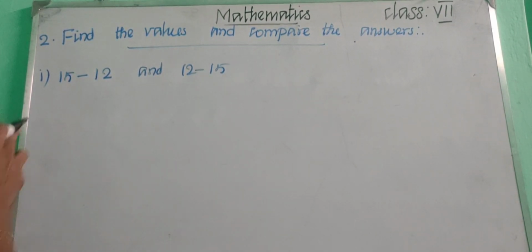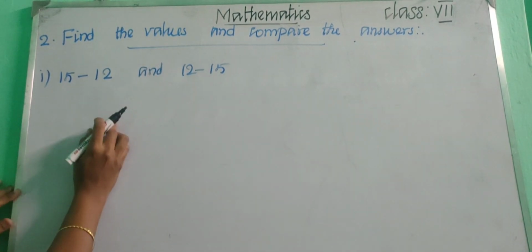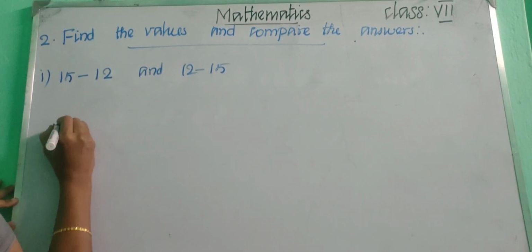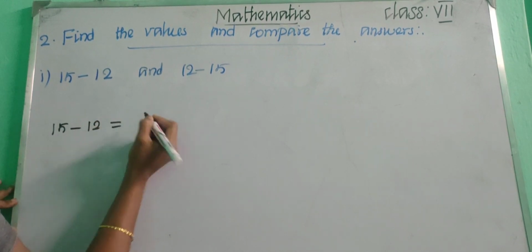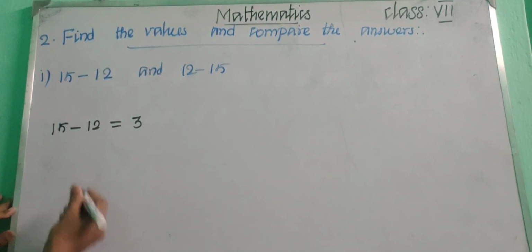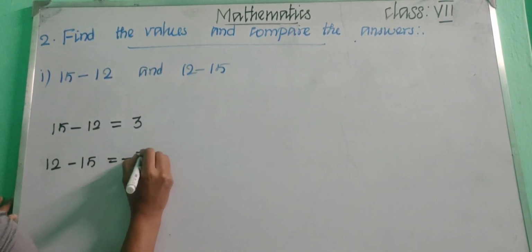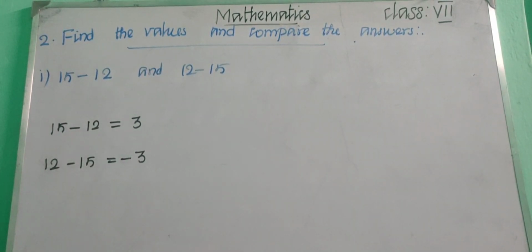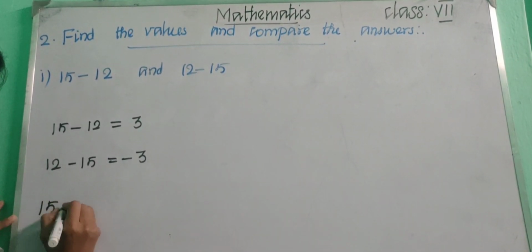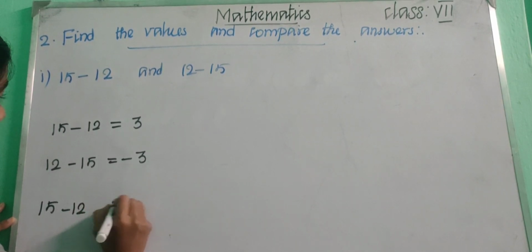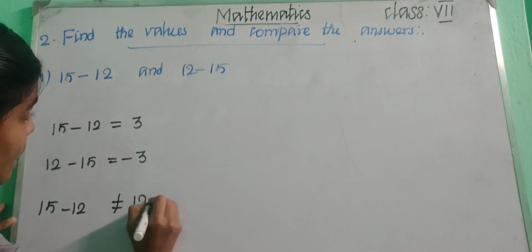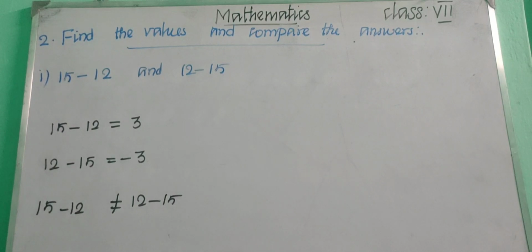So 15 minus 12, what is the answer? 15 minus 12 equal to 3. And then 12 minus 15 equal to minus 3. Are these two equal? No, right? So 15 minus 12 is not equal to 12 minus 15. So copy it in your notebook. And then the second one.